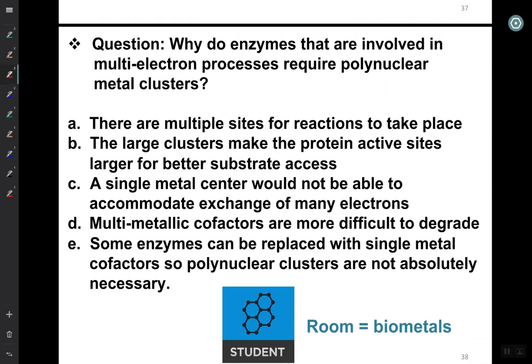Okay, so why do enzymes that are involved in multi-electron processes require polynuclear metal clusters? You've seen examples where you could just use one metal to catalyze reactions. So the question is, why has nature evolved to use very complex multinuclear or polynuclear species? Let's look at these answer choices and pick the best one.